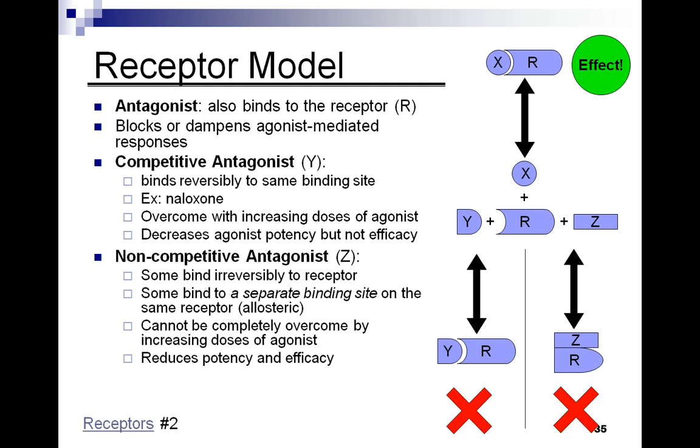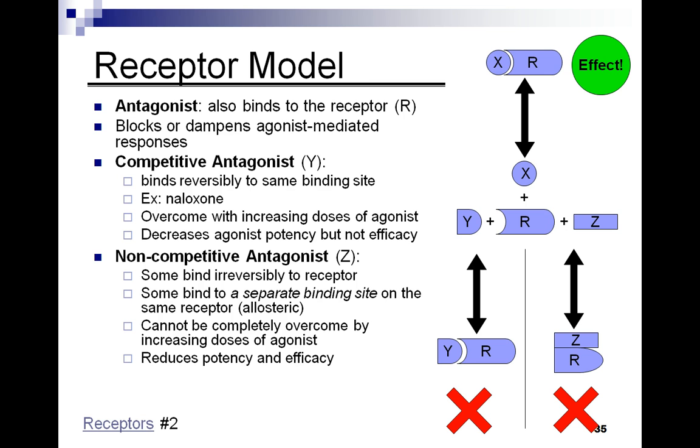On the other hand, a non-competitive antagonist, we'll call that Z, it also binds to the receptor, but either it binds irreversibly or it binds at some other binding site, which causes a conformational change in the receptor. Whatever it is, it can't be completely overcome by giving more and more agonist. And so these are drugs that reduce both potency and efficacy.